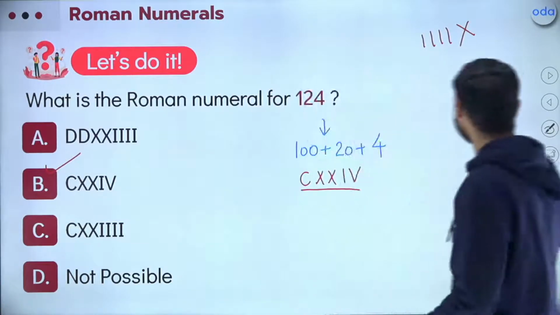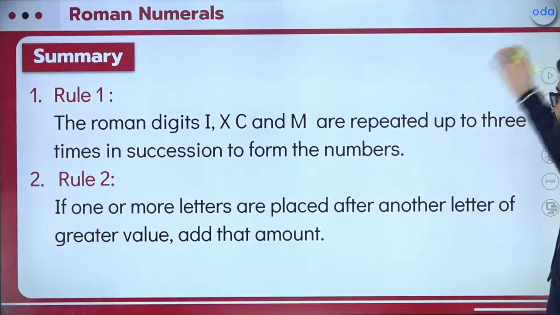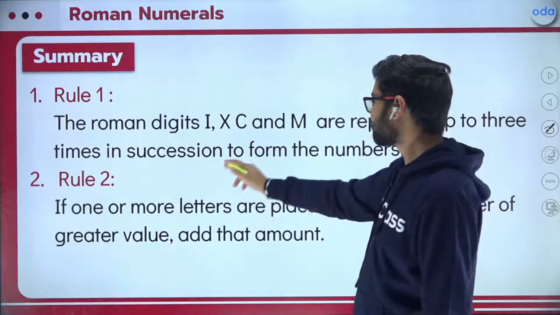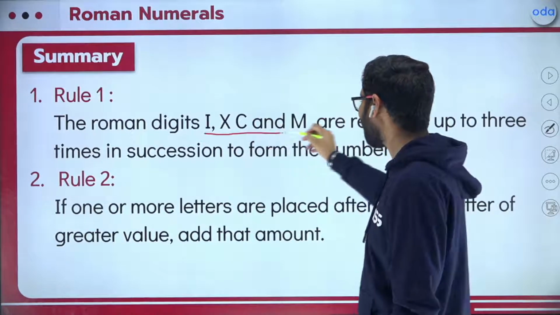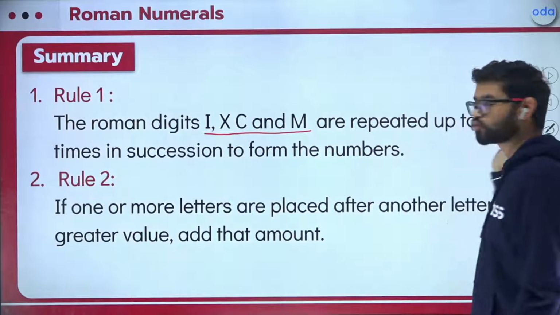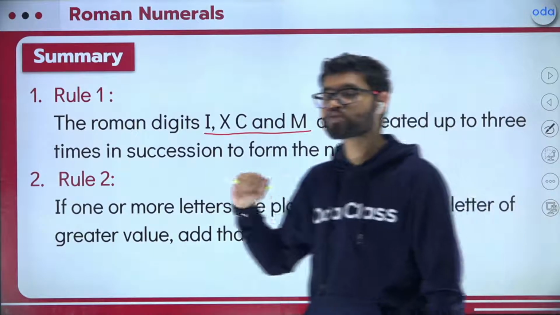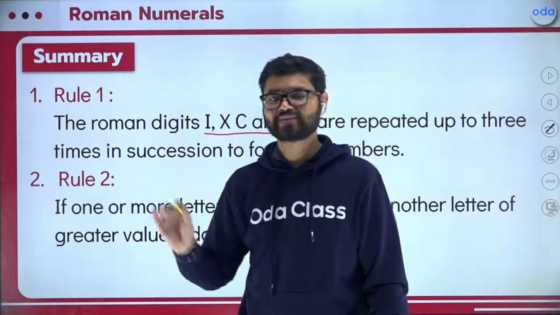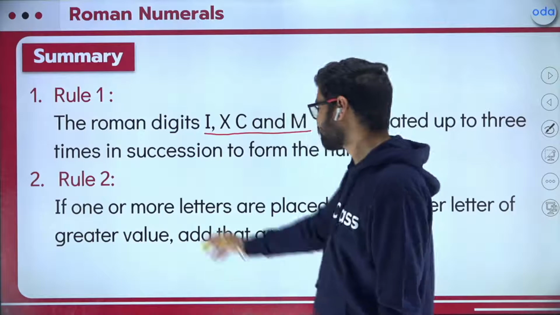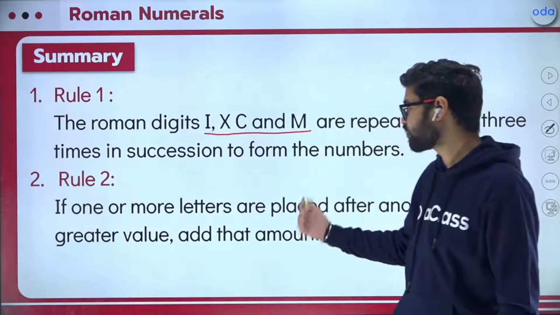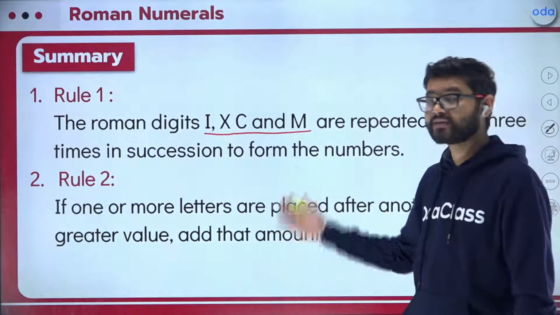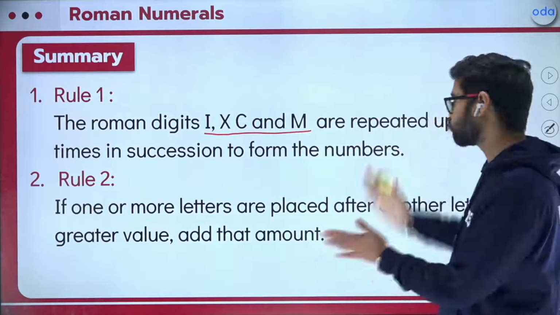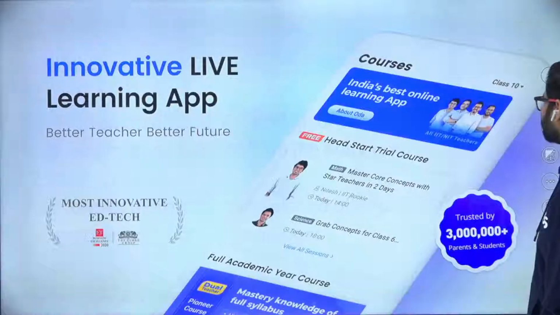Before I really end the session, I just want to give you the summary. This is what we have learned. Two rules. Rule number one says that I, X, C, and M can be repeated up to three times, and the other three symbols cannot be repeated. In rule number two, we have learned that if we have more than one letter, and the bigger letter is on the left hand side and the smaller on the right hand side, we can do the addition.